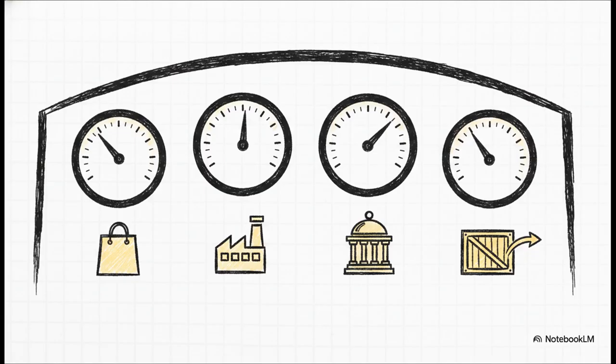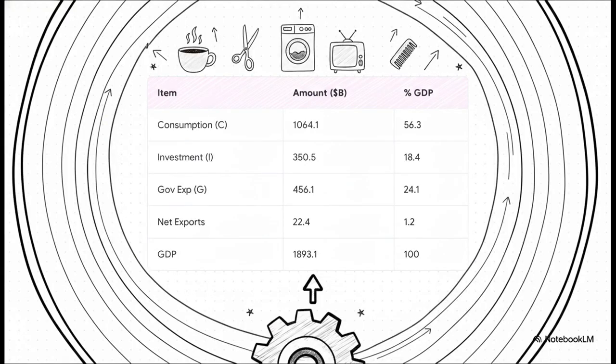G is government expenditure. Think public purchases and infrastructure. And finally, X minus M is net exports, which is literally just our exports minus our imports, giving us our international trade balance. To put this into a real-world perspective, think about Australian data from the 2018 to 2019 period.